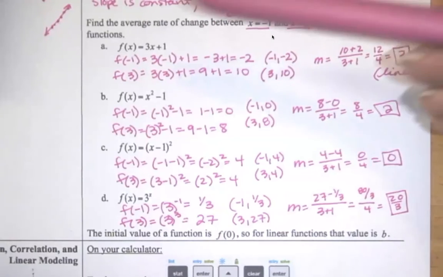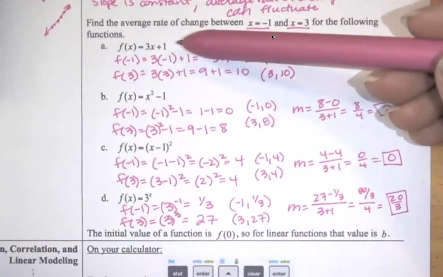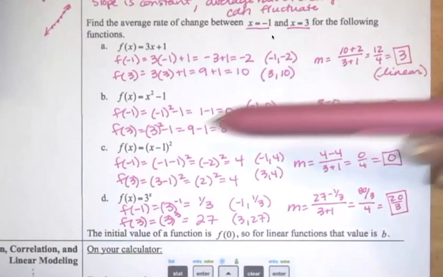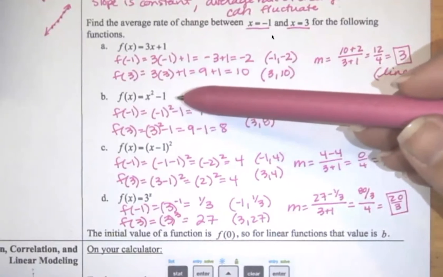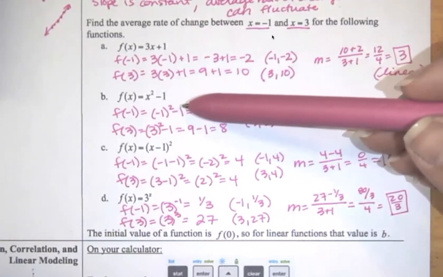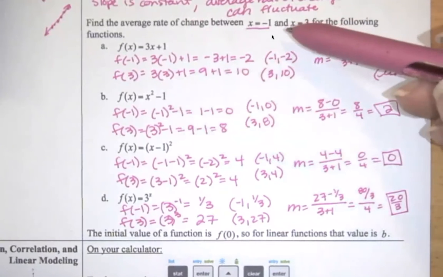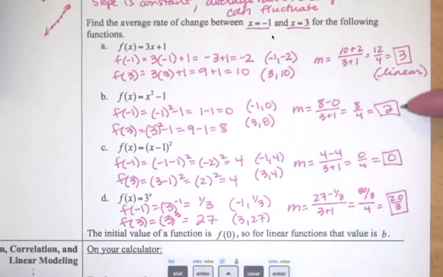As you might have noticed in part A, this is actually a linear function. So no matter what 2 points we choose, we should get an average rate of change of 3. For the quadratic function in part B, we should actually get a different rate of change depending on which 2 points we choose. So with an x value of -1 and 3, our average rate of change should be 2.